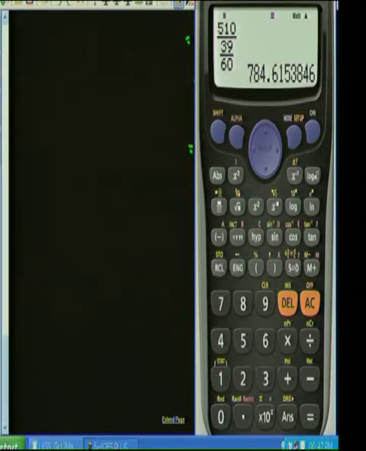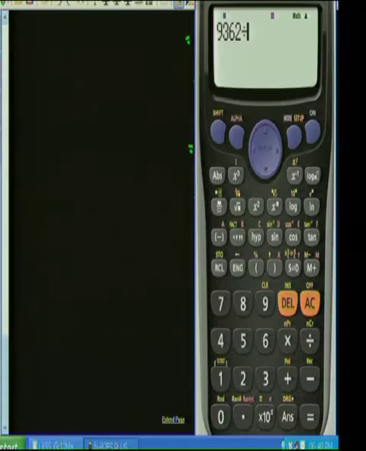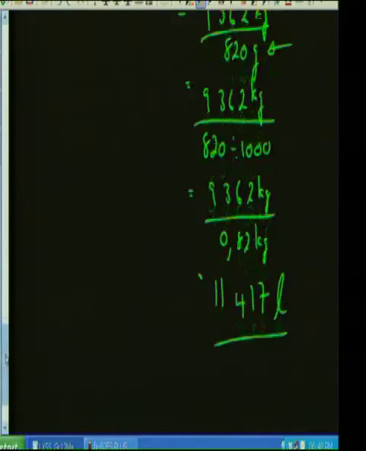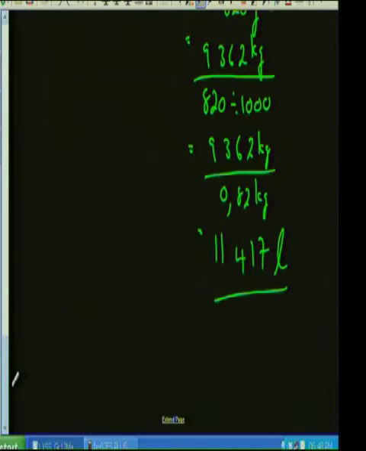Now I can do this with my calculator. So 9,362 divided by, what are we dividing by? 0.82. Divided by 0.82, and we get an answer now of 11,417 litres. Does it tell us how we've got to round? It does. It says to the nearest litre, and that's what I've done. So my answer is 11,417 litres.